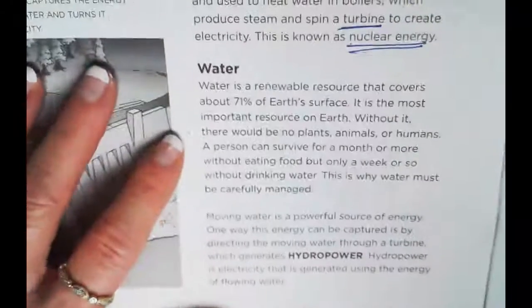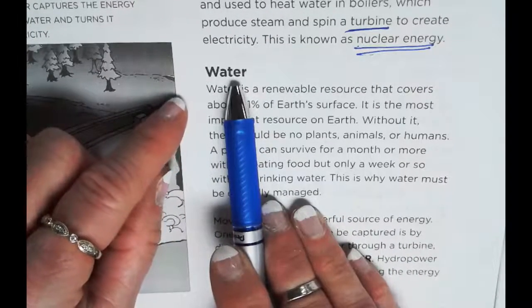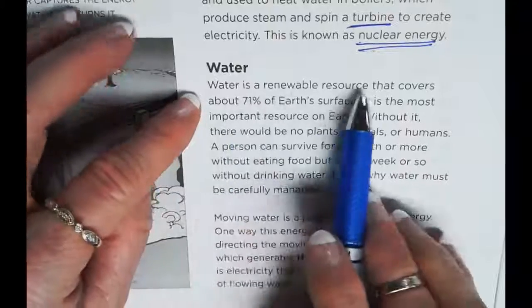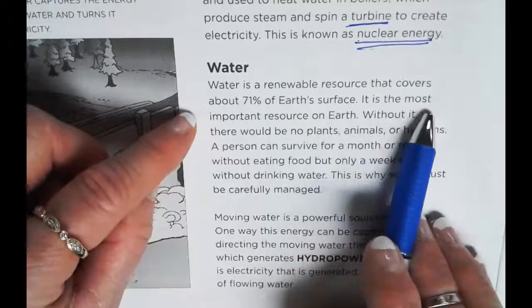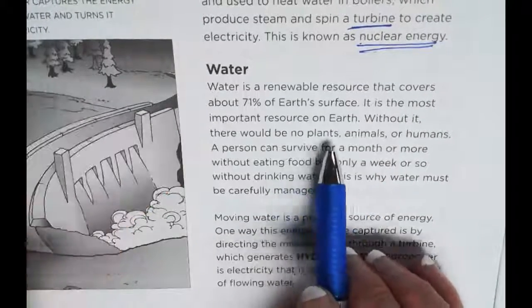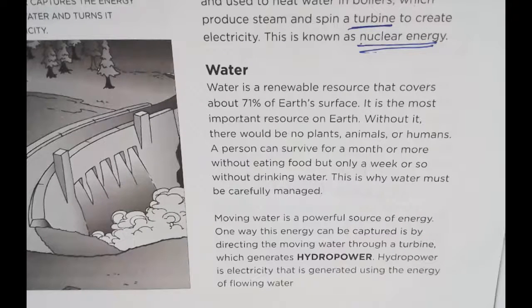Now, water is our first, what? Renewable or non-renewable? Renewable. Very good. Okay. Brian, read about water, sir. Water is a renewable resource that covers about 71% of the Earth's surface. It is almost the most important thing on Earth. Without it, there would be no plants, animals, or humans. A person can survive for a month or more without eating food, but only a week or so without drinking. This is why water must be carefully used.